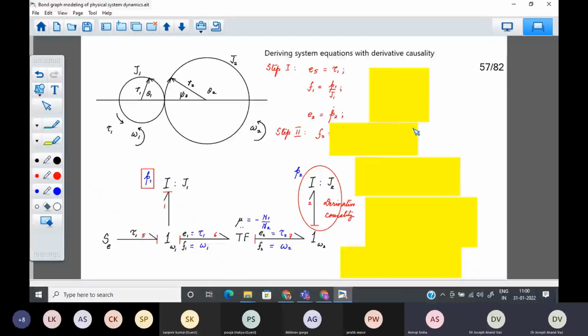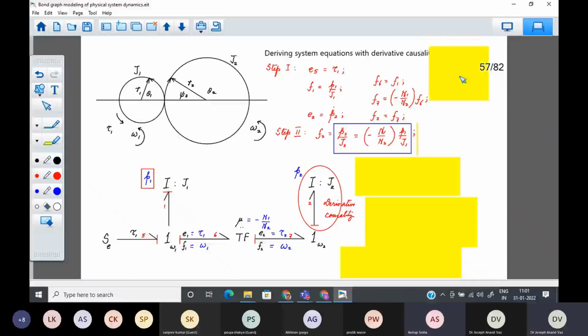Flow 2 is the same as flow 7, and flow 2 can be written as P2 by J2, that is, in terms of its own state and parameter. And this flow 2 is actually flow 7 because it's coming from this one junction. So flow 7 can be written as mu times flow 6. Mu is minus n1 by n2, into flow 6. Flow 6 is the same as flow 1, which is P1 upon J1.